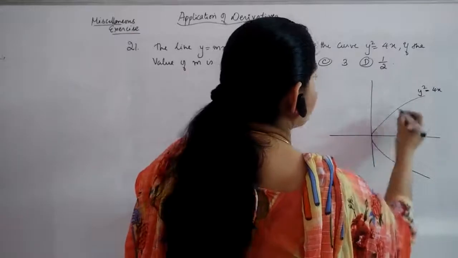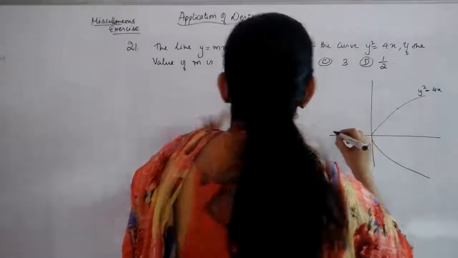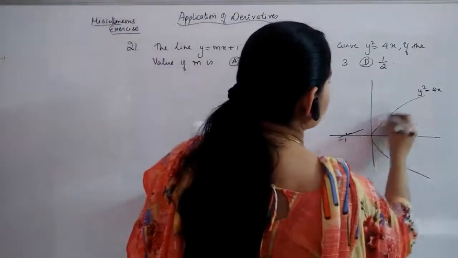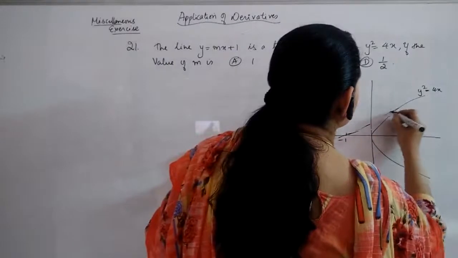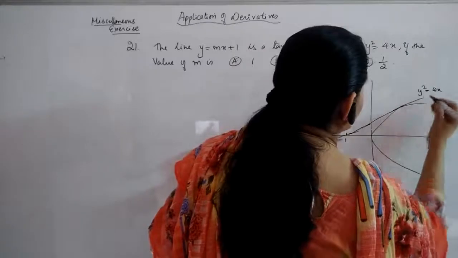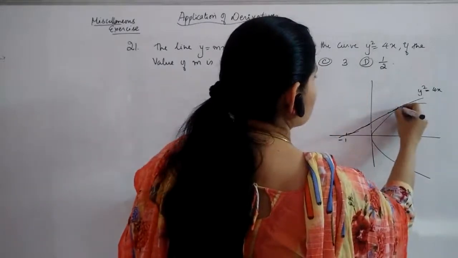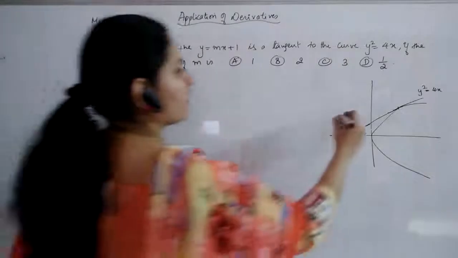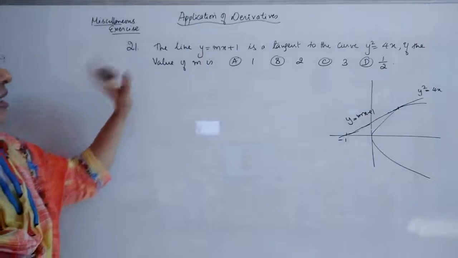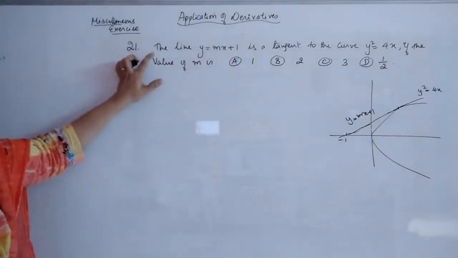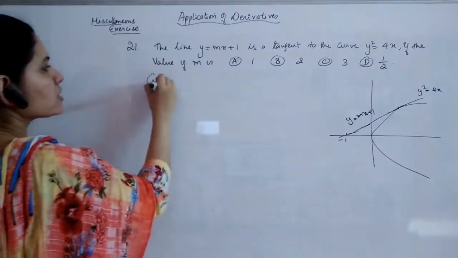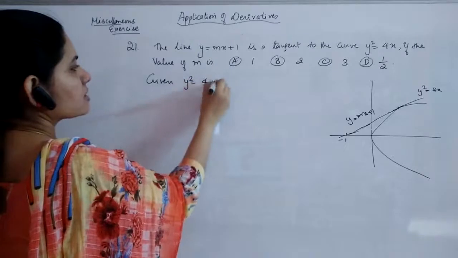Now if you have at any point it is tangent, means again it is y equal to mx plus 1. So it will be touching like here, minus 1. Okay, it should act as a tangent. So they are asking if y equal to mx plus c is acting as a tangent, so it will be touching the curve at some point. Then what should be the value of m? So first we will find out what is the slope of the tangent. From the curve, what is given? Y square equal to 4x.